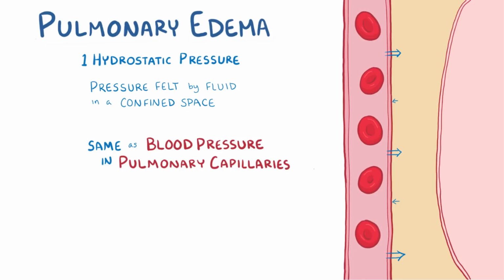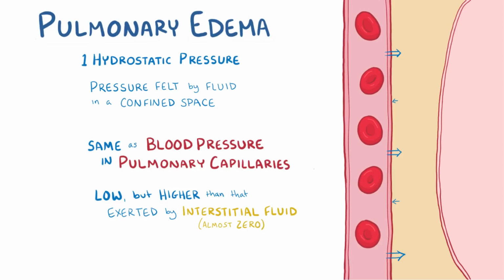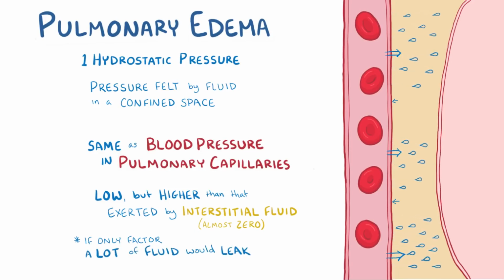And because the pulmonary circulation is a low pressure system, the hydrostatic pressure is pretty low. But it's still higher than the hydrostatic pressure exerted by the interstitial fluid of the lungs, which is almost zero. So to be clear, if hydrostatic pressure was the only factor involved, a lot of fluid would be continuously leaking out of the pulmonary capillaries and into the lungs' interstitial space.